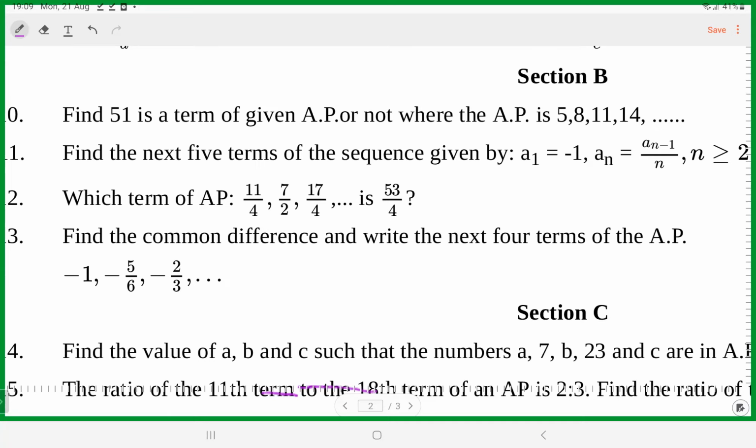Rohit, did you understand? What is given? a1 is given, right? So a2 will be, if you substitute n equal to 2, a1 by 2, right? a3 will be a2 by 3, an minus 1 by n, right? Getting or not getting? So now tell me the next five terms. Prince, you tell me the next five terms, solve that question.